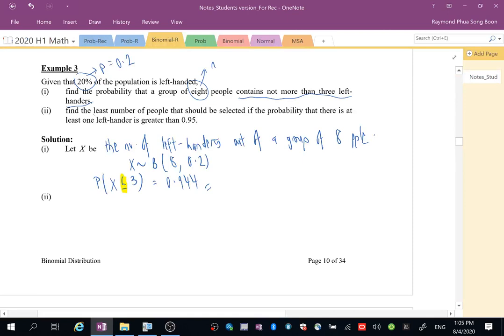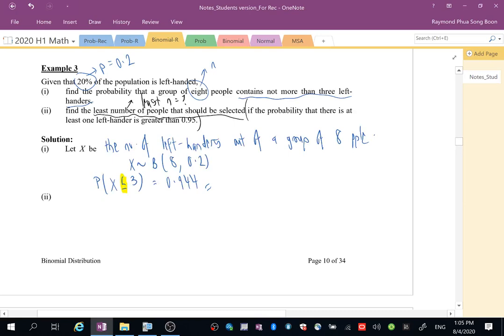Let's look at part 2. In part 2, you're asked to find the least number of people that should be selected if the probability that there's at least one left-hander is greater than 0.95. That means we are finding the least n. The number of trials is unknown now.